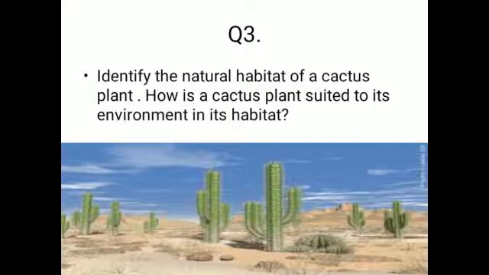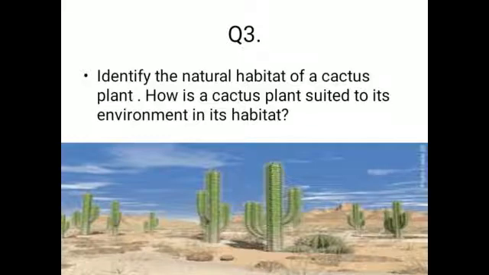Question number 3. Identify the natural habitat of cactus plants. How is a cactus plant suited to its environment in its habitat? The habitat of cactus is a desert, as it is shown in the picture also. And the cactus plant has leaves which are reduced to spines, just like needles, to reduce water loss.